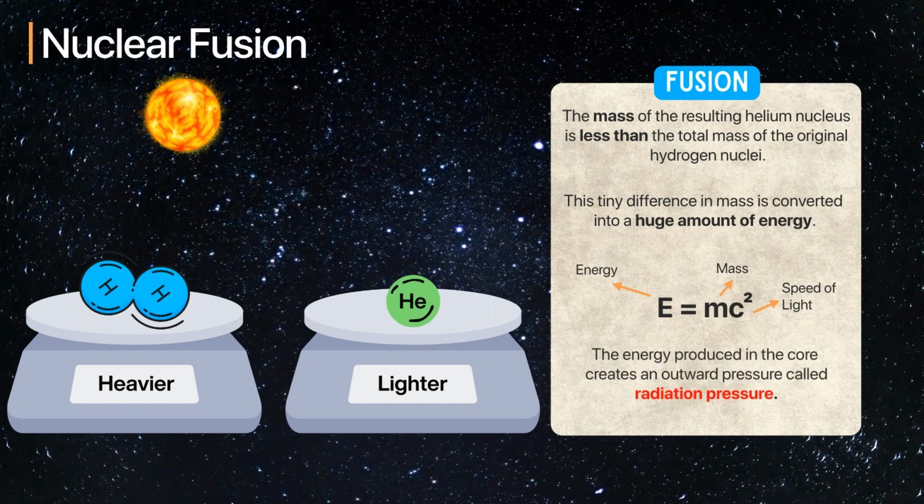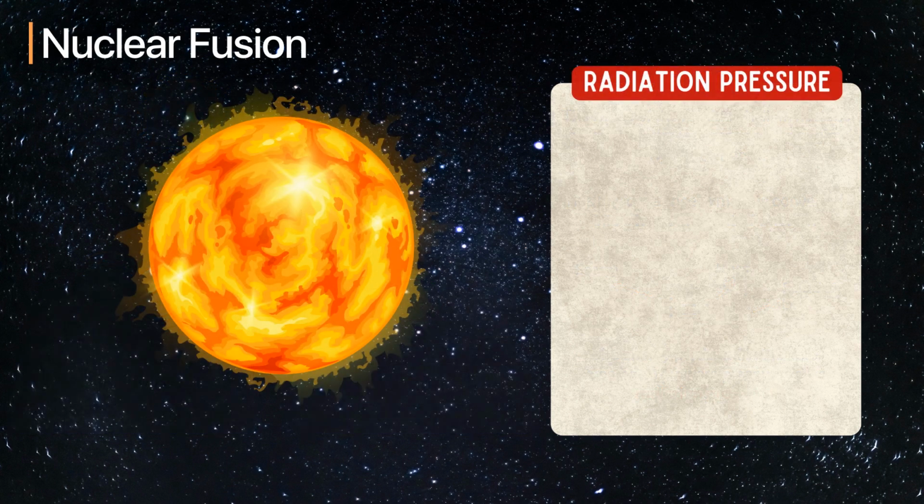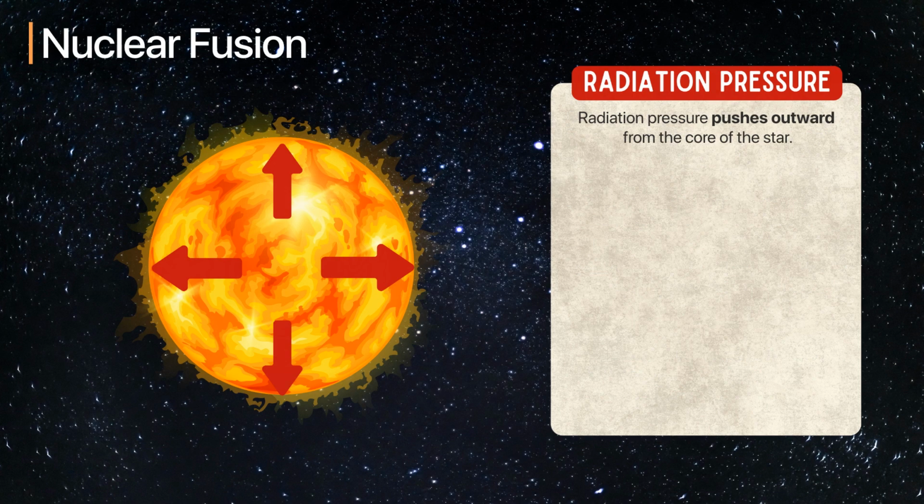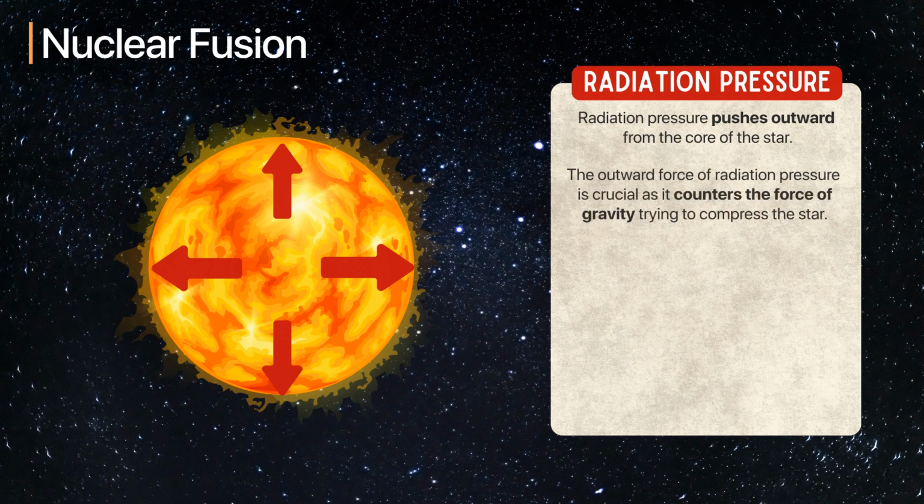This energy produced in the core creates an outward pressure called radiation pressure. Radiation pressure acts like a force pushing outward from the core of the star. This outward force is crucial as it counters the force of gravity trying to compress the star.